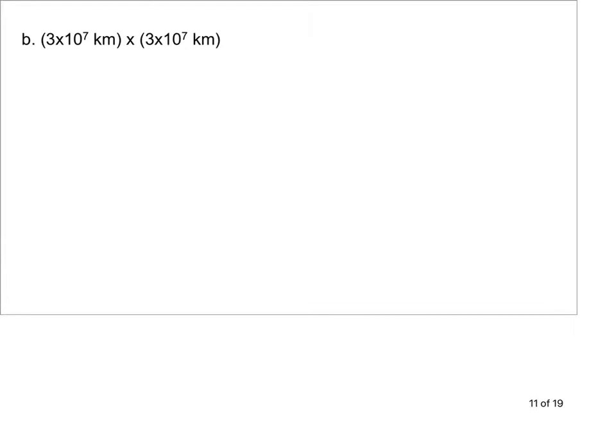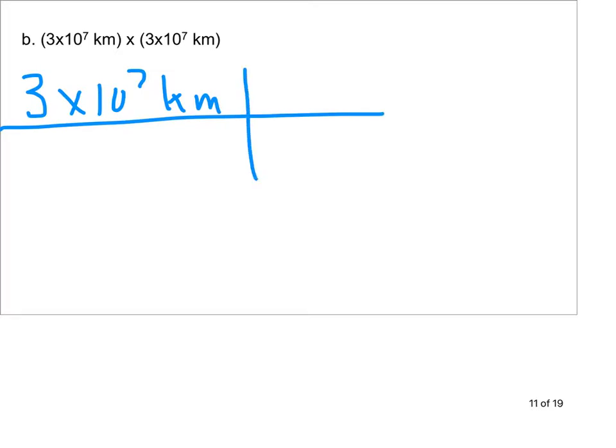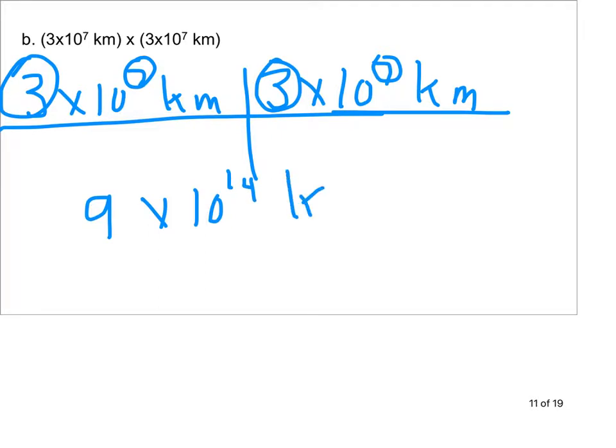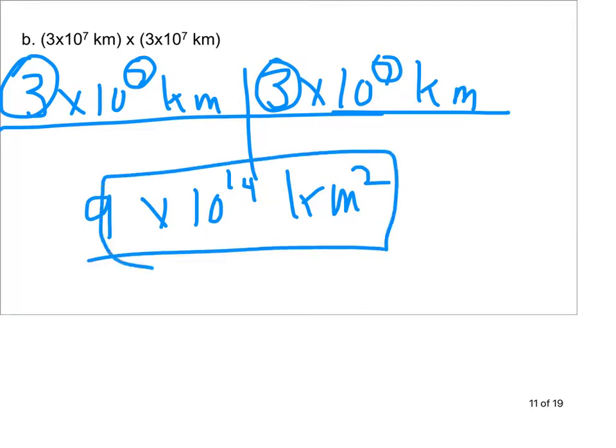Here we got 3 times 10 to the 7th times 3 times 10 to the 7th. Now I'm going to write this one out as a problem like this. A little better way to write it. So we do the 3 times the 3, 9. Add your exponents, times 10 to the 14th. Take care of units, kilometers squared, square kilometers. There's our answer.